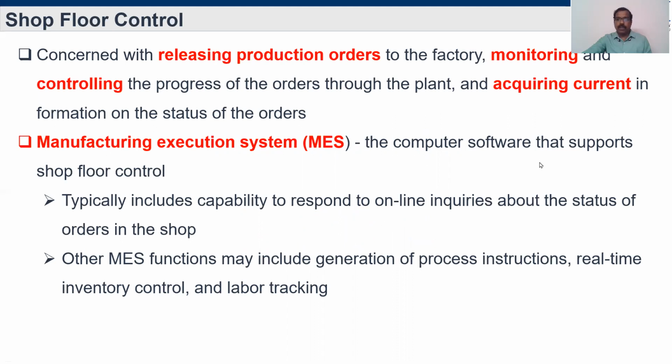So what is meant by shop floor control? It is mainly concerned with releasing production orders to the factory. We prepared everything in material requirement planning using the master production schedule and capacity planning. Now it is time to release orders to the factory to start the production, right? So shop floor control is mainly concerned with releasing production orders to the factory, monitoring and controlling the progress of the orders through the plant, and tracking the current status of the order.